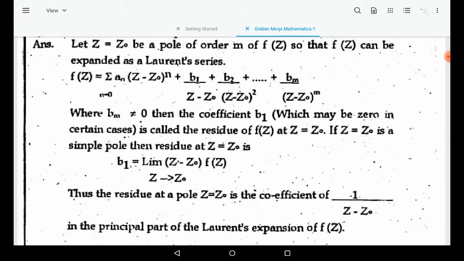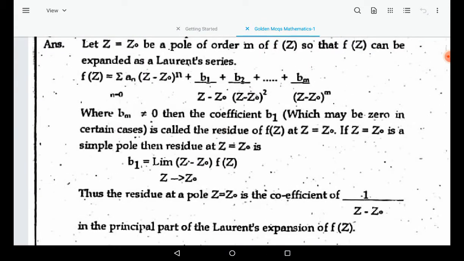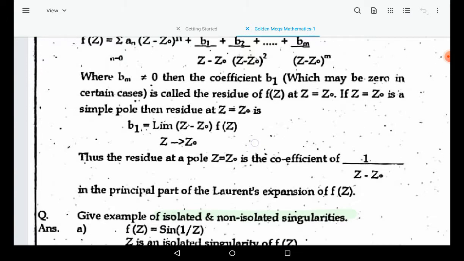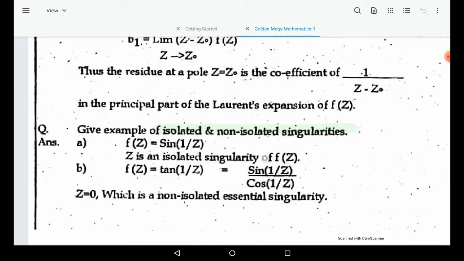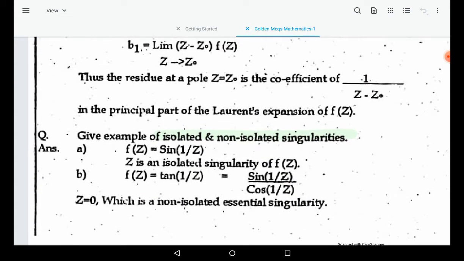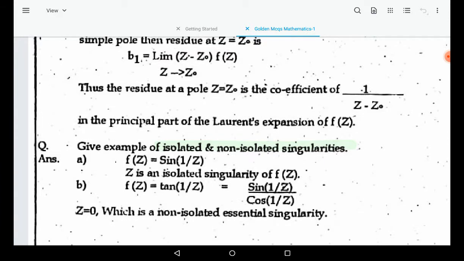Where b1 is not zero, then the coefficient b1 is called the residue of f(z) if z naught is a simple pole, and the residue at z naught is b1. The value is given. Given example: the coefficient of 1 divided by (z minus z naught) is the principal part of a Laurent expansion of f(z).